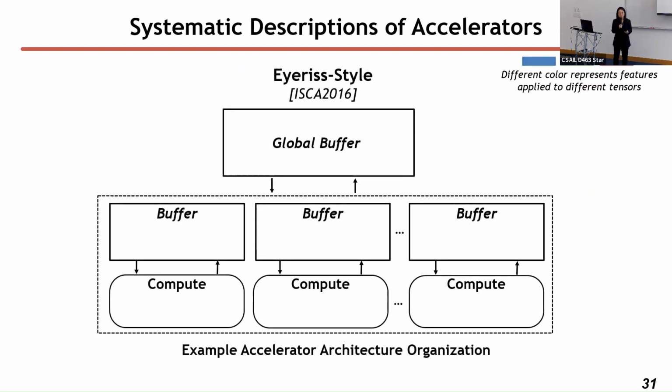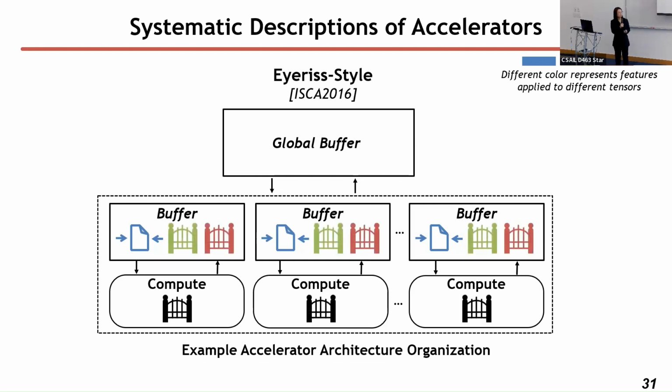Here, we want to describe the sparsity-related optimizations proposed by the Eyeriss architecture. Eyeriss is a very famous DNN accelerator, and it has some lightweight optimization towards sparsity. More specifically, it applies a special representation format in the innermost storage level, and it also applies gating to the different operands and computes. So Eyeriss only saves energy, as you can see here.